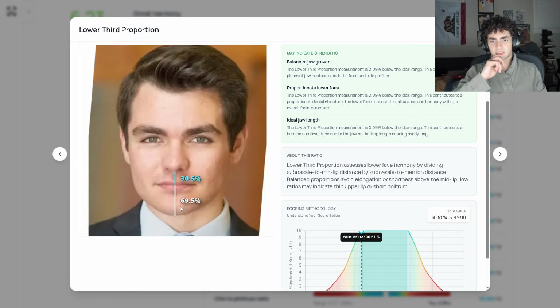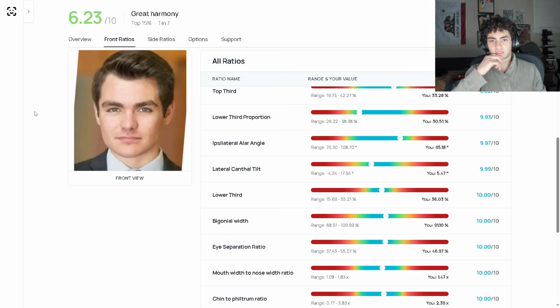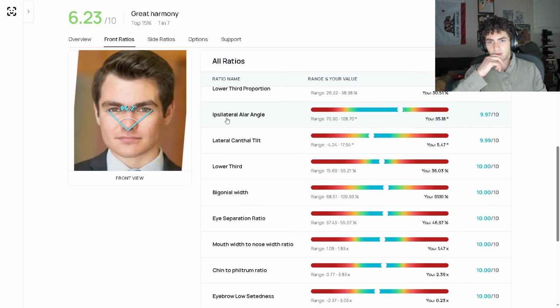This basically indicates how much of your lower third is being dominated by your chin or by your upper lip and your philtrum. And for him, it's pretty balanced, I'd say. I think it's actually in the perfect range. Next, for his ipsilateral alar angle, we already covered this with the deviation. It's in the ideal range, perfectly good.